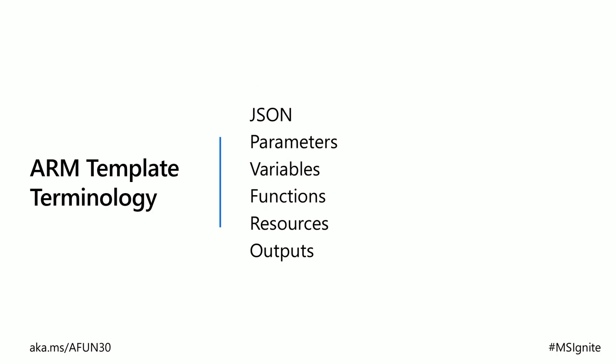ARM templates are based on JavaScript object notation. So it's a format for declaring information that's very human readable. You'll see that in a second as we dive into it. And the parts of a template are parameters, variables, functions, resources, and outputs.